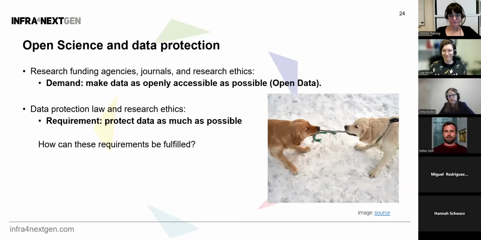So now we have heard a lot about personal data and that you have to protect personal data. And we have also heard about research funding agencies, researchers' journals and research ethics that require you to make your data openly accessible. How do these two demands go together? On the one hand, you are required by law to protect the privacy of these research data subjects. On the other hand, you're required by your funding bodies and your research performing organizations to make your data available. How can you meet both of these demands?